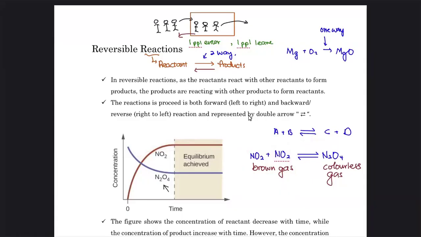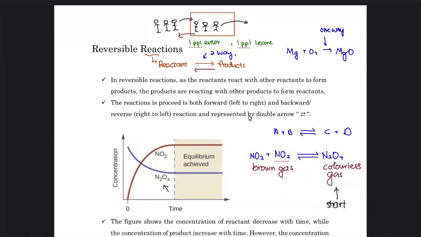So at your beginning, you start from N₂O₄, right? N₂O₄ has a very, very high concentration in the beginning over here. Now, NO₂ hasn't formed yet, so the concentration is low or zero.